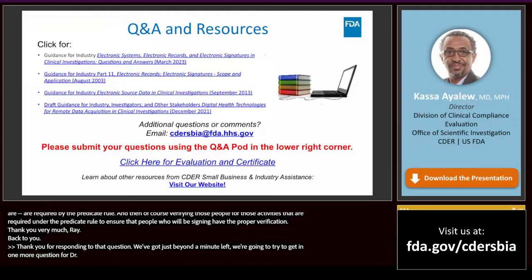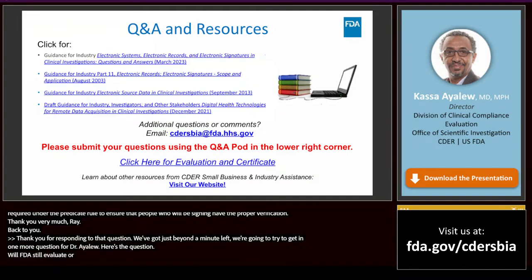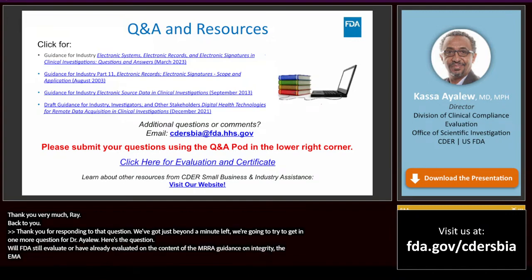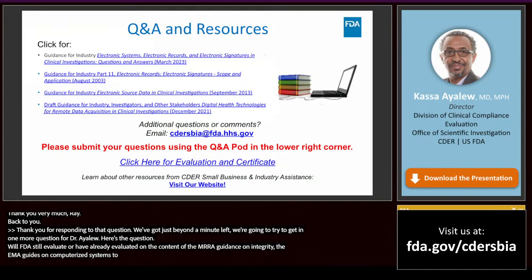Will FDA still evaluate, or has it already evaluated, the content of the MHRA guidance on data integrity and the EMA guidance on computerized systems, to align on the requirements? And is there any collaboration between the regulatory authorities?